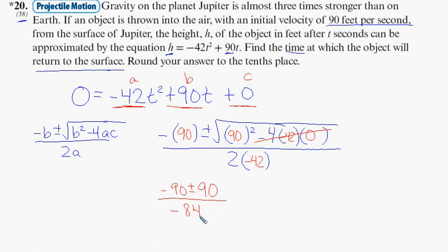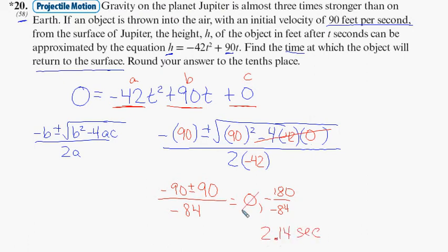So when you get negative 90 and positive 90 added together, one of your answers is 0. The other answer is negative 180 over negative 84, and that would give you a positive value, which I believe if you calculate it is approximately 2.14 seconds.